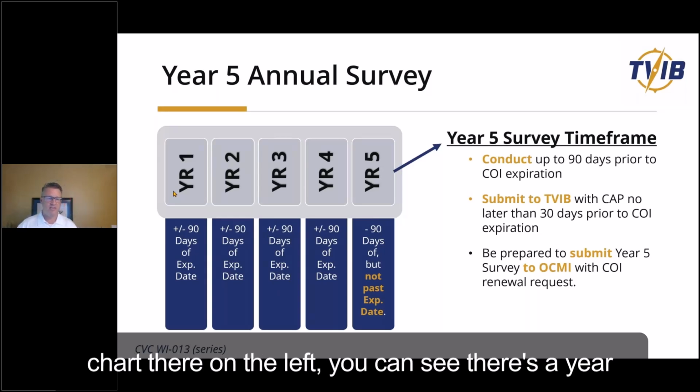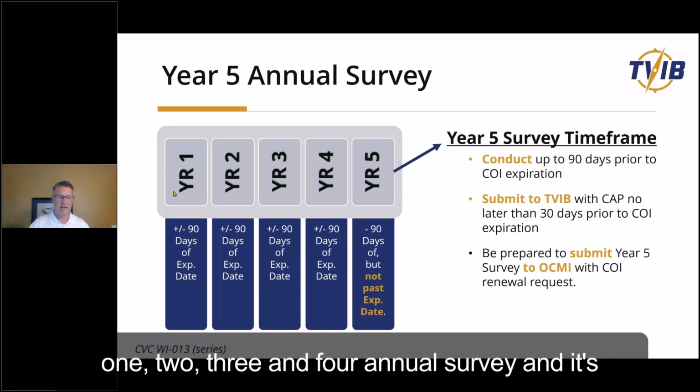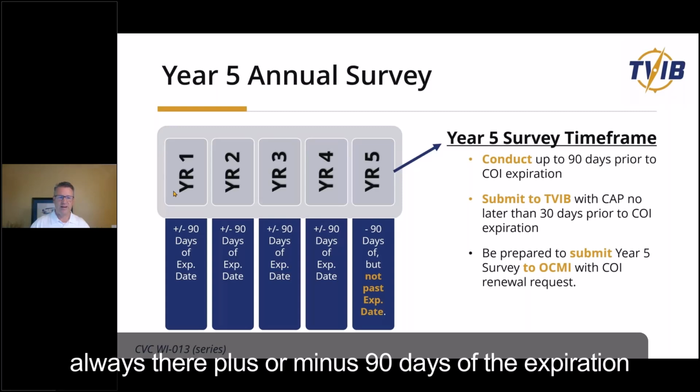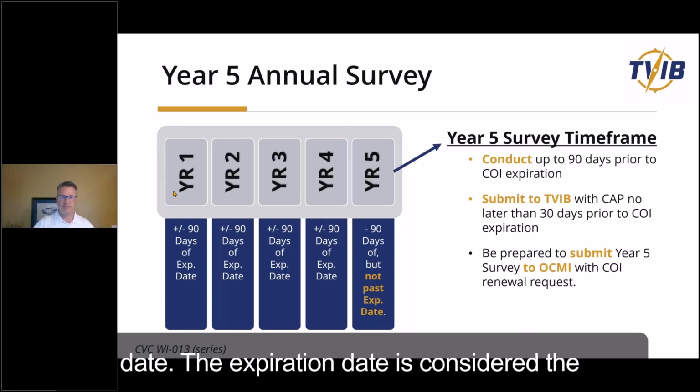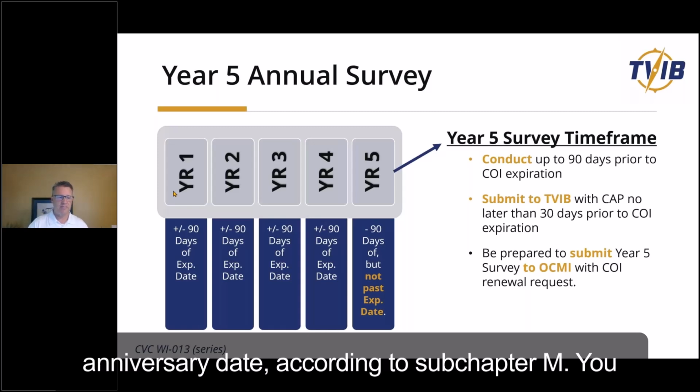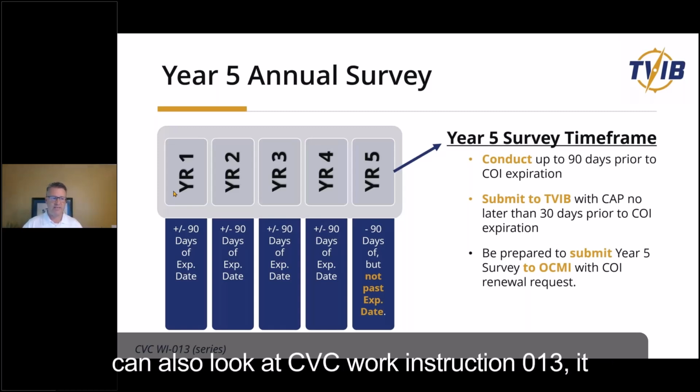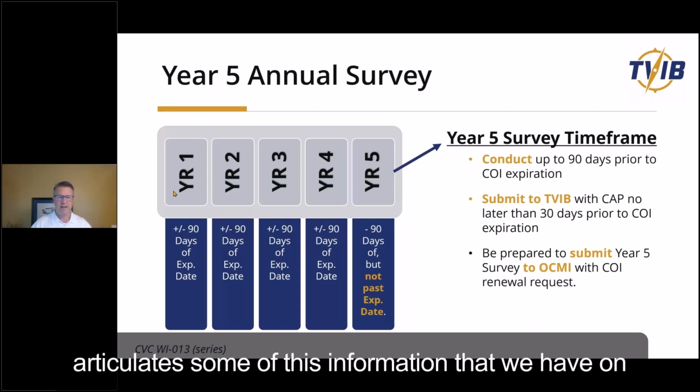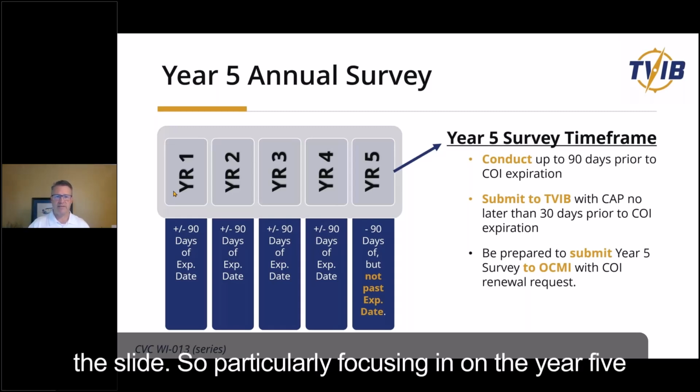But on the chart there on the left, you can see there's a year 1, 2, 3, and 4 annual survey. And as always, they are plus or minus 90 days of the expiration date. The expiration date is considered the anniversary date according to Subchapter M. You can also look at CPC Work Instruction 013. It articulates some of this information that we have on the slide.